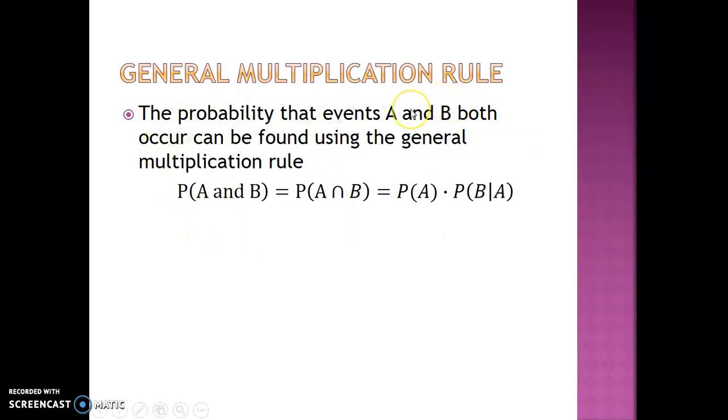The general multiplication rule says the probability that events A and B both occur can be found by using the general multiplication rule. So the probability of A and B, remember this? This is an intersection, which is the part that intersects, is equal to the probability of A times the probability of B given A.